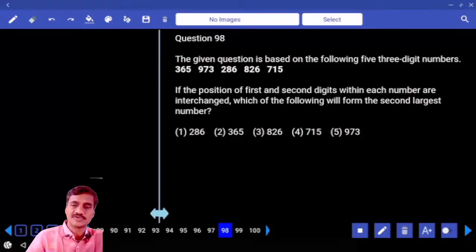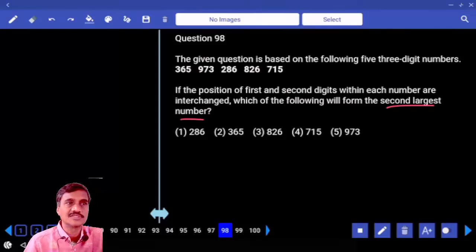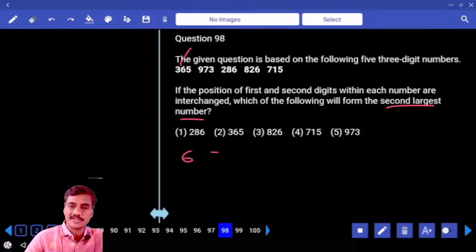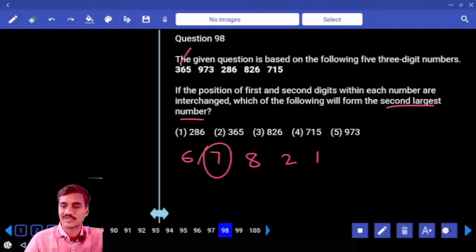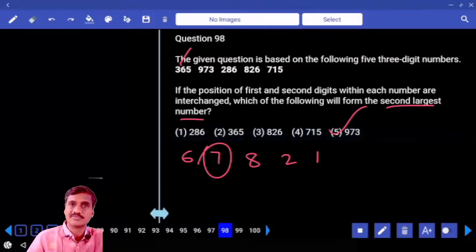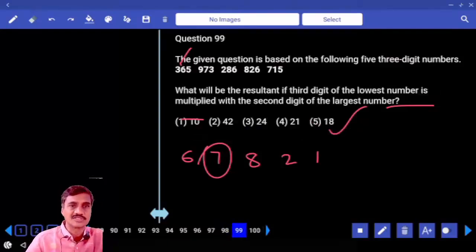And if the positions of the first and the second digits of the given numbers are interchanged, then which of the following will form the second largest number? Second largest number means which digit is coming to the first place? The second digit. Now among the second digits, let us check. Here the second digit is 6. Next one 7, 8, 2 and 1. Now in this one, which is the second highest here? Now 7. Where does 7 come from, tell me? 973, choice 5. Done with this? Because the second digit is coming to the first place, based on the second digit we are able to determine whether the number is the highest or the lowest.